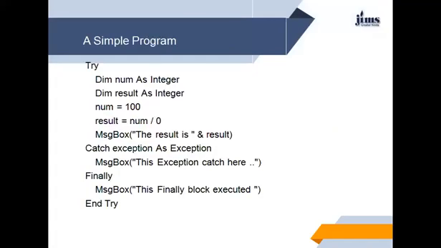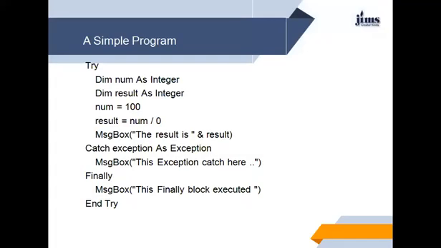Now see a very simple program. In this program, try. Dim number as integer. In VB.NET, when we declare any variable, we write Dim before it. Dim is used to declare a variable. So here number is a variable of type integer. Similarly, result is also a variable of type integer. So Dim num as integer, Dim result as integer. Now we are assigning the value 100 to the integer variable number. And now result equals number divided by 0. The value of number is 100, but we are dividing it by 0.